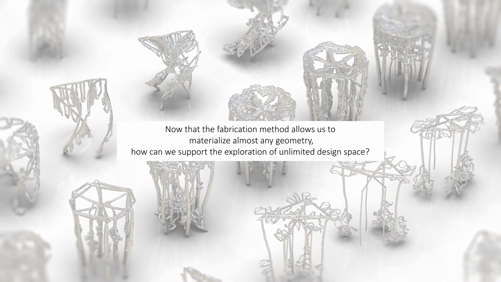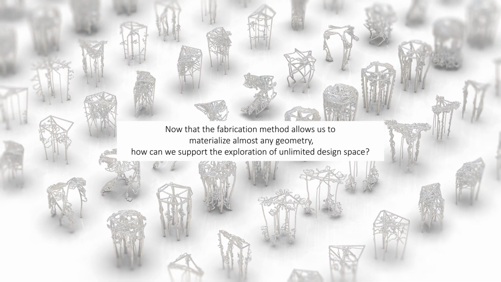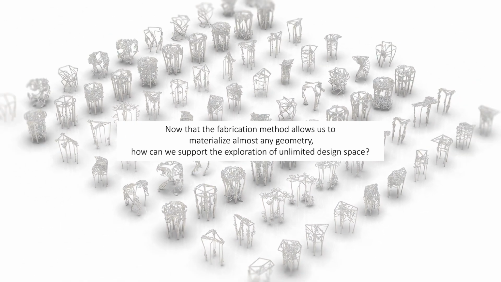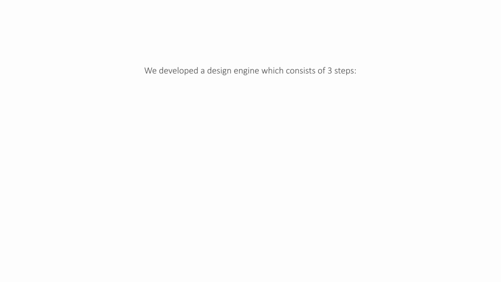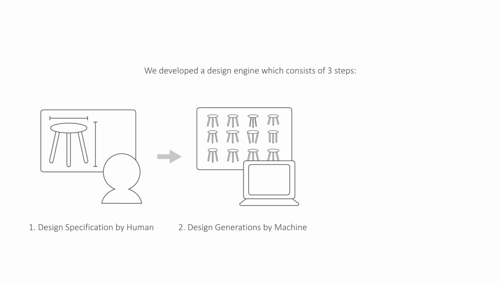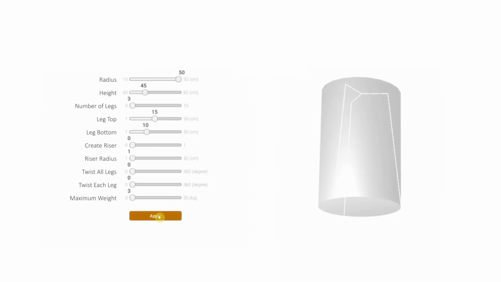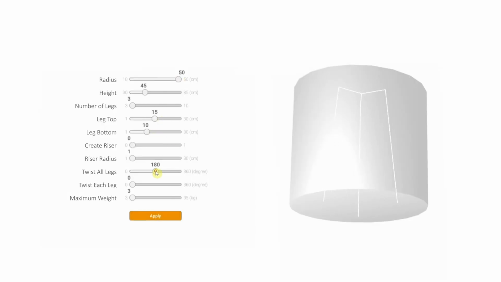Now that the fabrication method allows us to materialize almost any geometry, how can we support the exploration of unlimited design space? To answer this question, we developed a design engine which consists of 3 steps. Design specification by human, design generation by machine, and design evaluation and decision making. In the first step, users can specify dimensions of a stool and types of the legs.